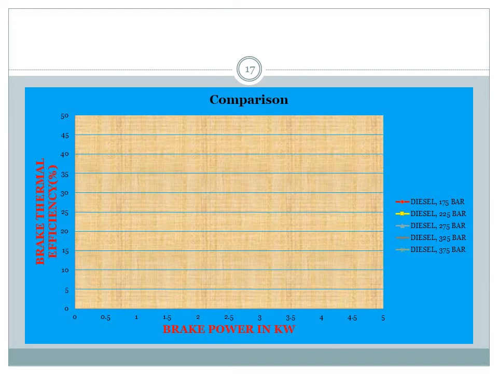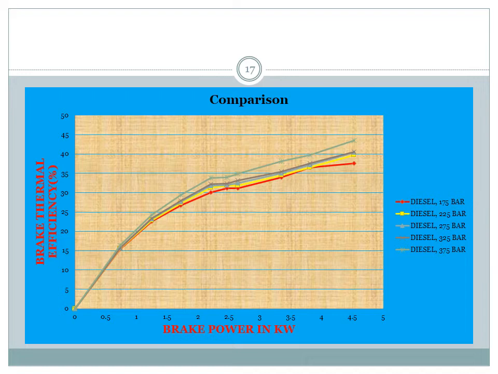This graph is plotted between the brake thermal efficiency and brake power at various injection pressures of 175 bar, 225 bar, 275 bar, 325 bar and 375 bar with diesel as the working medium. According to the result, at the lower injection pressure of 175 bar, the brake thermal efficiency of the engine is 37.61%. At the higher injection pressure of 375 bar, the brake thermal efficiency of the engine is 43.46%. This means that as the injection pressure increases, the brake thermal efficiency of the engine is increasing.